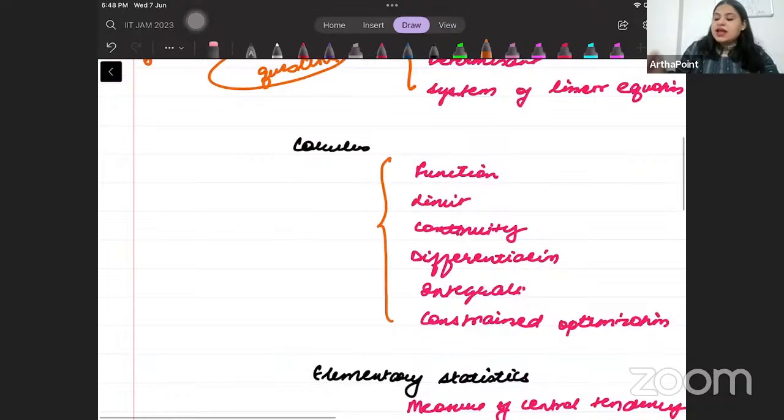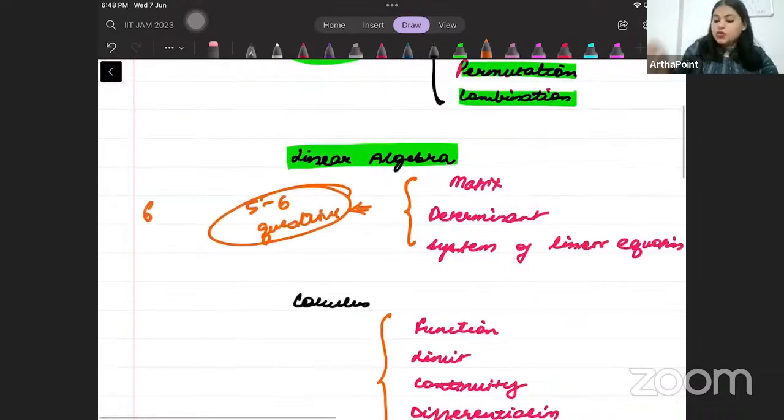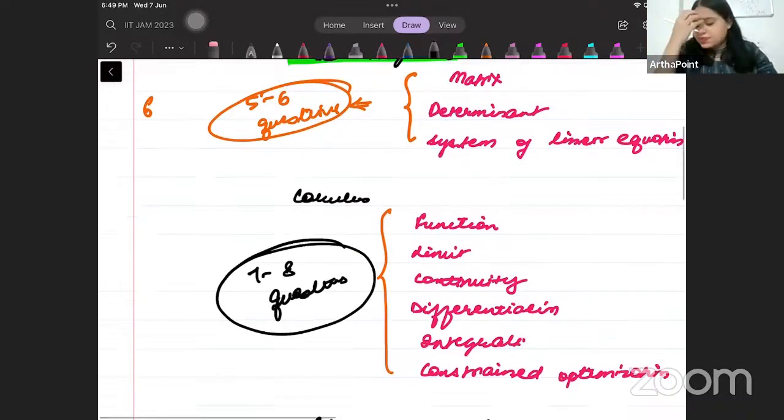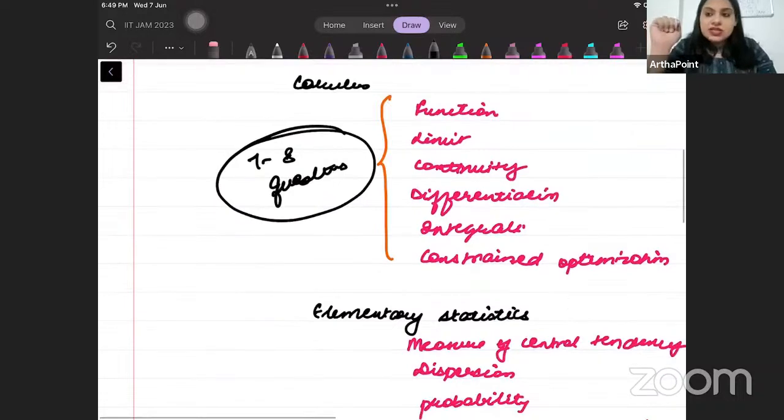The next thing is calculus, in which you have function, limit, continuity, most important, differentiation, integration, and constraint optimization. Again, you can expect 7 to 8 questions from this part, at least 6 to 8 questions. It will ask you whether the function is continuous or not. Then it can talk about point discontinuity. It can give you questions related to differentiation. In integration, it can ask you about using the by-parts method, some trigonometric integration, and constraint optimization. So these are the topics that can come in this exam.